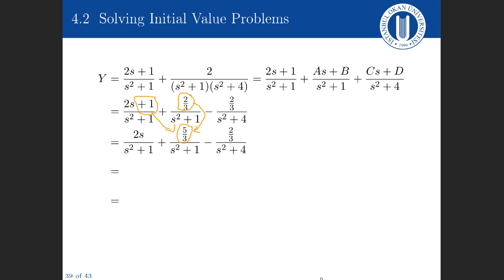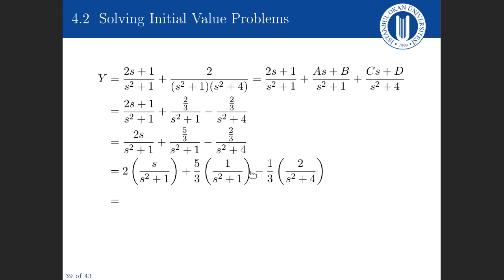Then I look at my table of elementary Laplace transforms and I try to find things which look like these. On my table, I find an s over s squared plus 1, so I know I can take the factor of 2 out. I also find a 1 over s squared plus 1, so I take my 5 over 3 out. I don't find 1 divided by s squared plus 4 on my table, but I do find 2 over s squared plus 4. So instead of taking a factor of 2/3 out, I just take a factor of 1/3 out.